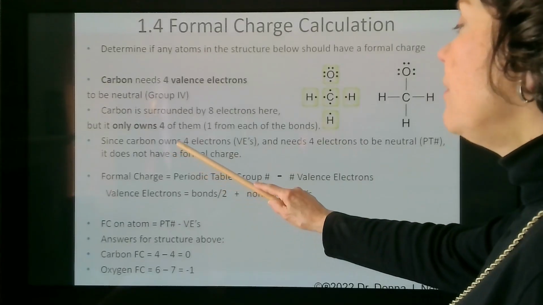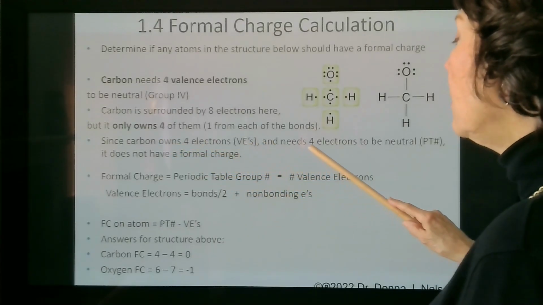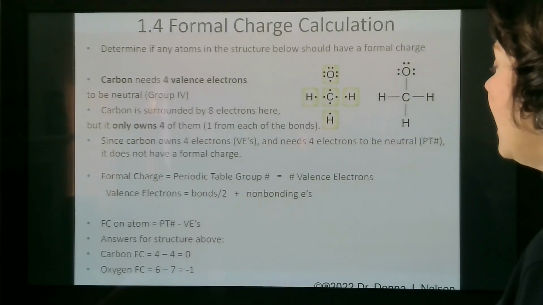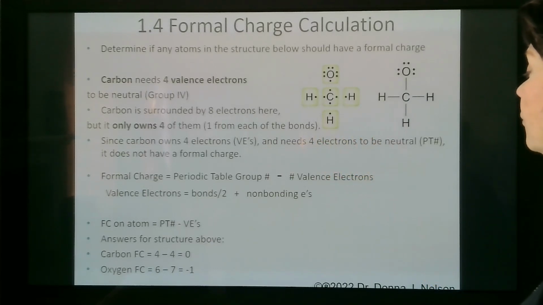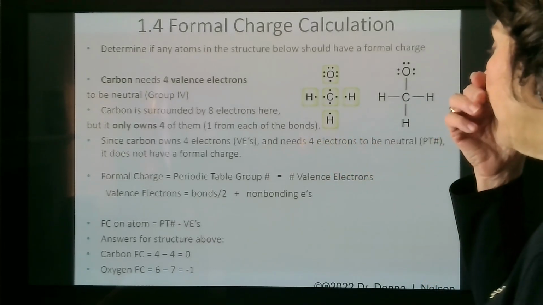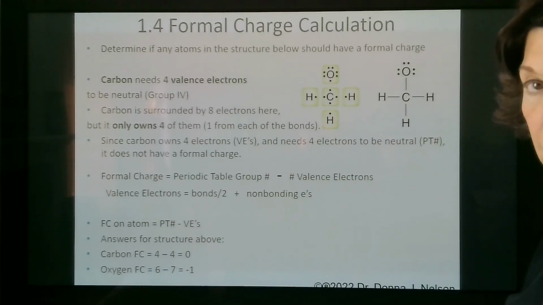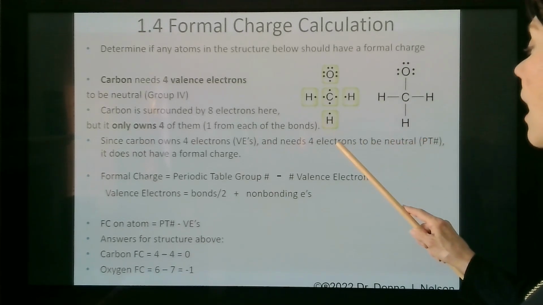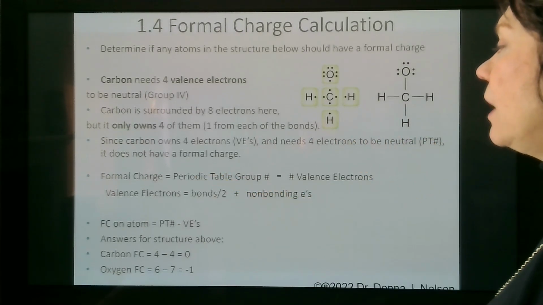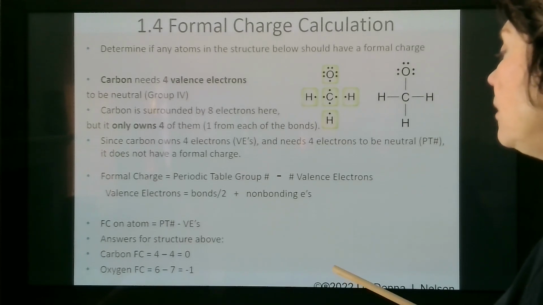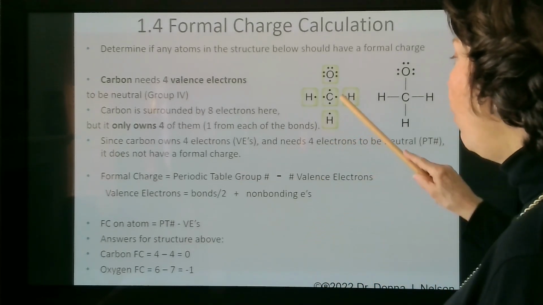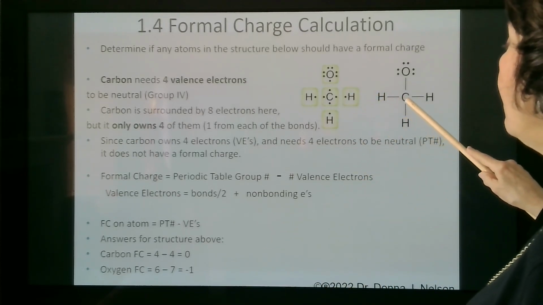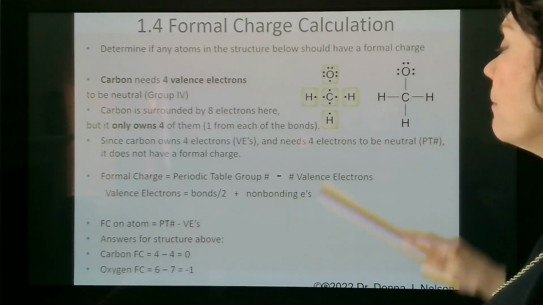So you can think of it as carbon owning these 4 electrons because it owns 1 electron from each of these bonds. And so it needs 4 electrons to be neutral. That's the periodic table number. Remember, it's in group 4. So this tells you that it needs 4 so that it will be neutral. And you look and you see it needs 4, and indeed it, quote, owns 4 because carbon has 1 from each bond.